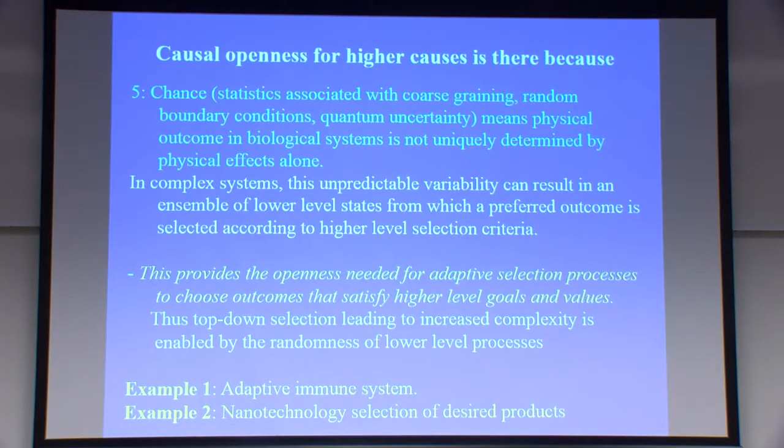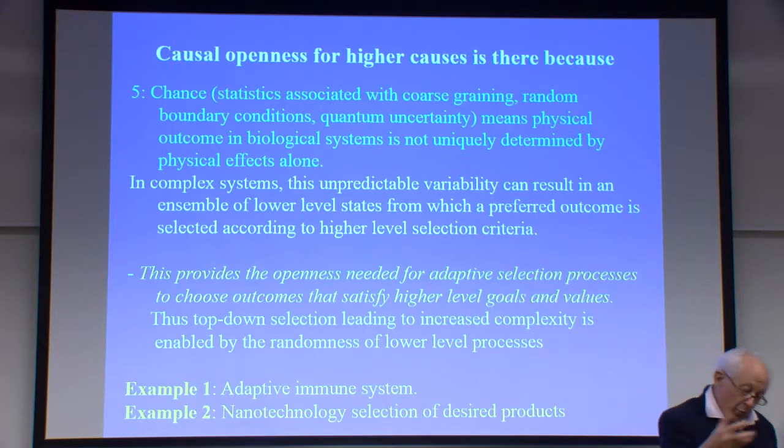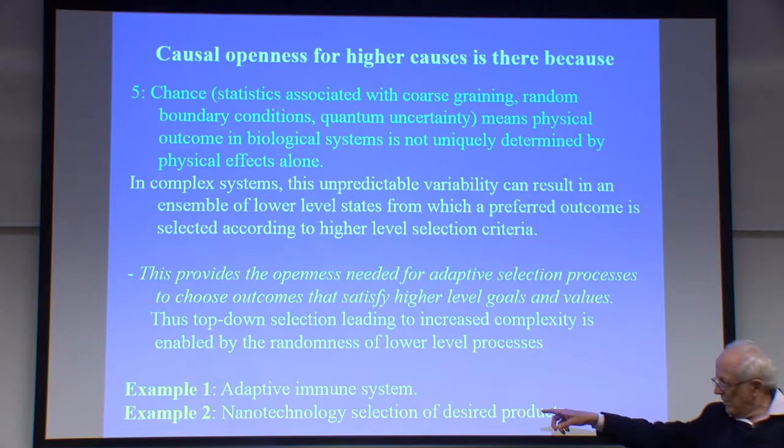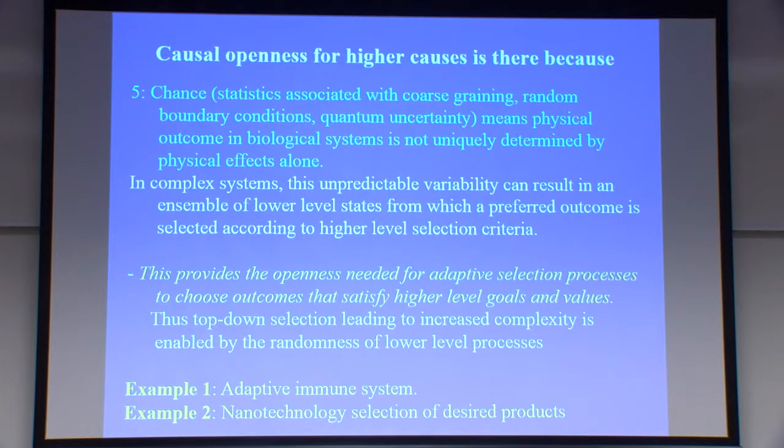And then finally, chance. Statistics associated with coarse graining, random boundary conditions, and quantum uncertainty mean physical outcomes are not uniquely determined by physical effects alone. In complex systems, this unpredictable variability can result in an ensemble of lower-level states from which a preferred outcome is selected according to higher-level selection criteria. And it's the higher-level selection criteria which shape what happens. In fact, you need randomness in biology for biology to work. If you didn't have the randomness, you couldn't have adaptive selection. This provides the openness needed for adaptive selection processes to choose outcomes that satisfy higher-level goals and values. Thus, top-down selection leading to increased complexity is enabled by the randomness of lower-level processes. An example is the adaptive immune system. Another example is nanotechnology selection of desired projects.